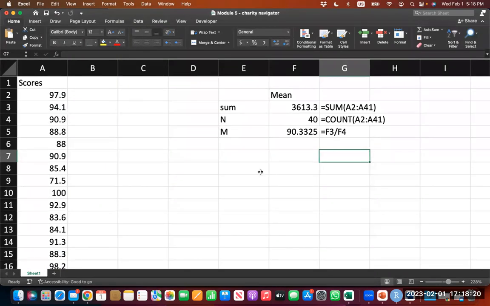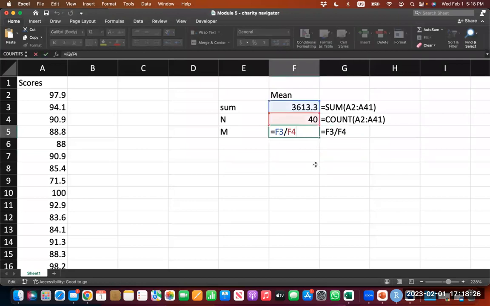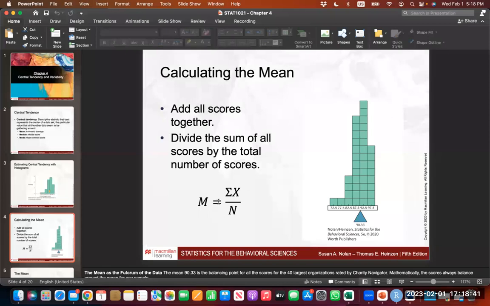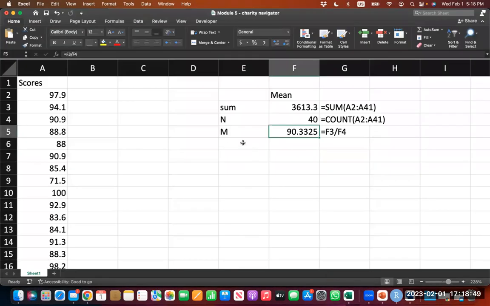Where do you get the F3 and F4? It's just taking the total of the 40. Exactly. So the formula is you take F3, which is the sum, divided by the N. So this is consistent with this formula on the slide. This is the sum of x of all individual x divided by the n. Good. Okay, so this is the mean.